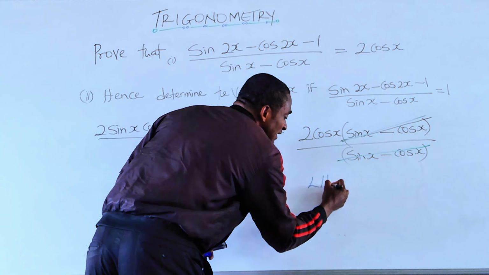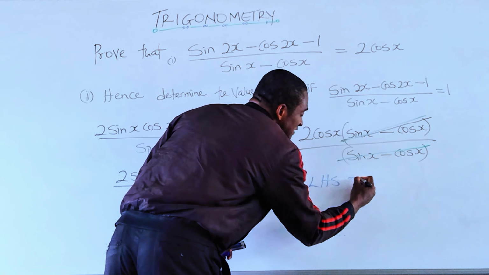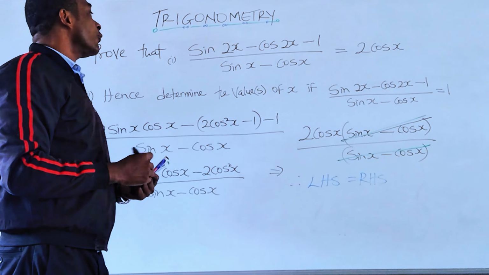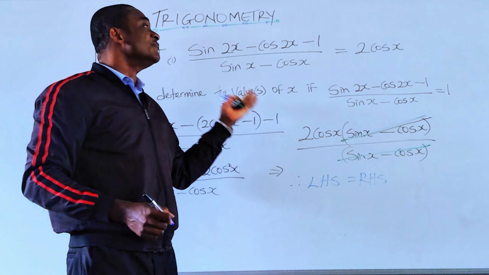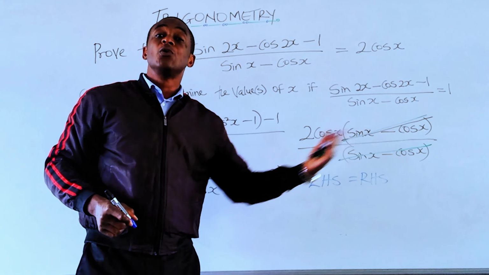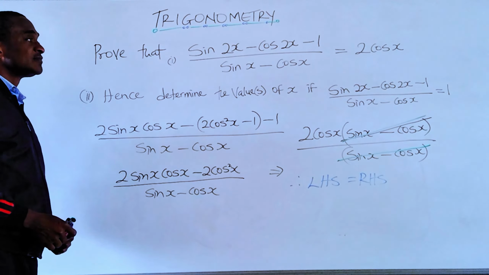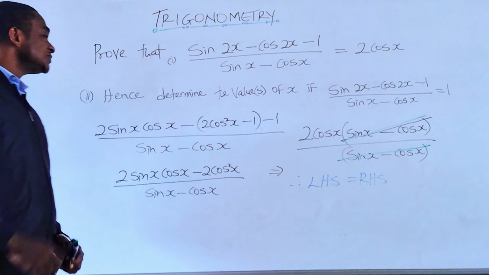So we can just say left hand side is equivalent to right hand side. That is what they want us to prove, that what we have on the left hand side can be simplified to become what we have on the right hand side. And that is what we have proven. Now let's go to the second part.